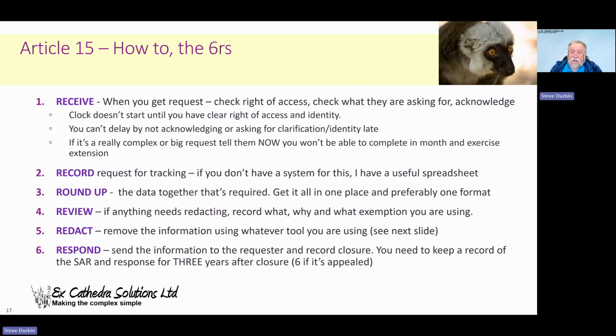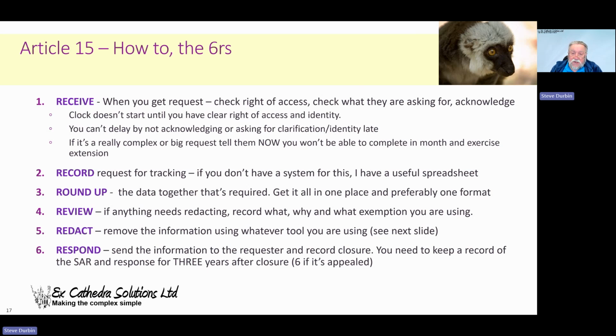Review it, okay, so go through and decide what needs redacting. Record what you're planning to redact, why and what exemption you're using. Then do the redaction. I'll talk about how to do that in a minute because people do get this wrong. Okay, and then respond to the requester. Now, you need to keep a record of that, okay? You need to record that you've closed it, okay? But also keep a record of the site and keep the data.